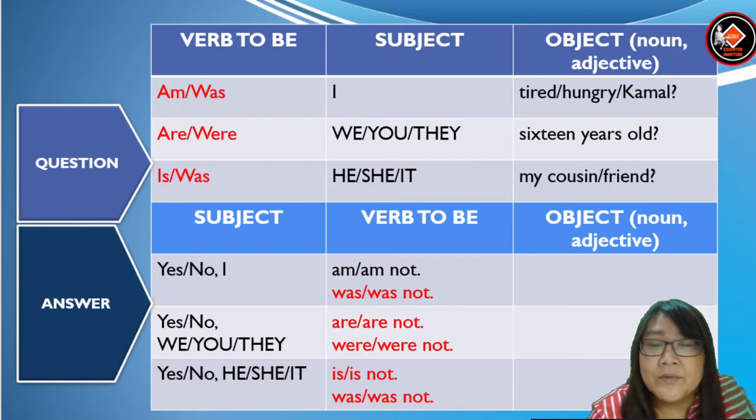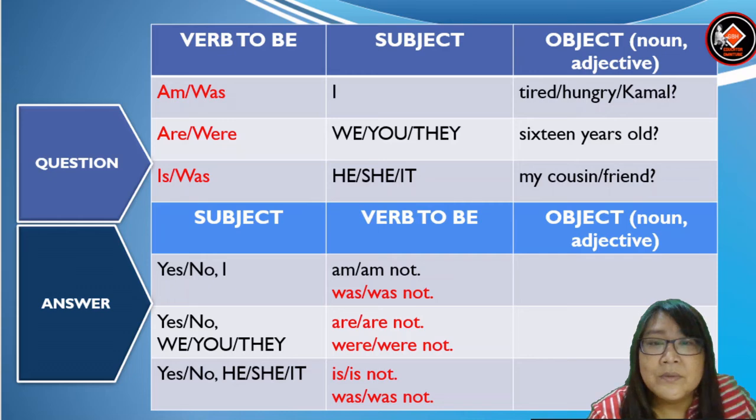And then you have for we, you, they. Yes, we are. Or no, we are not. Yes, you are. Or no, you are not. Or yes, they are. Or no, they are not. And then for the past simple, you can use were or were not or weren't. Yes, we were. No, you weren't.